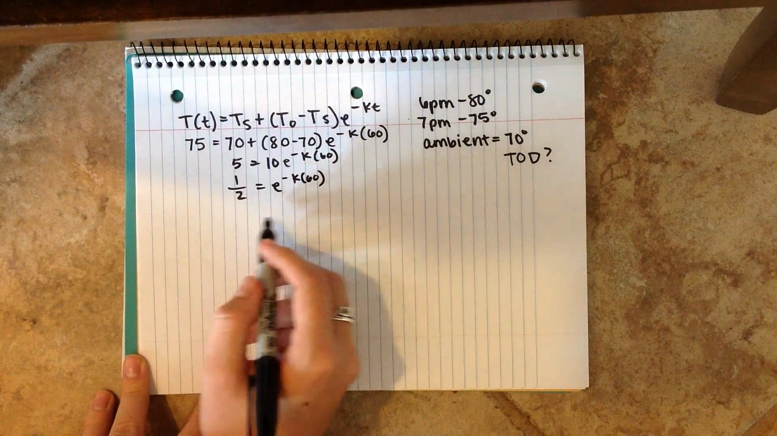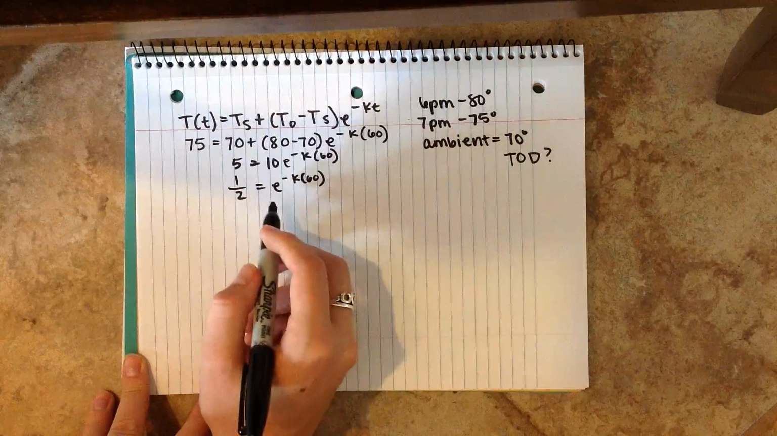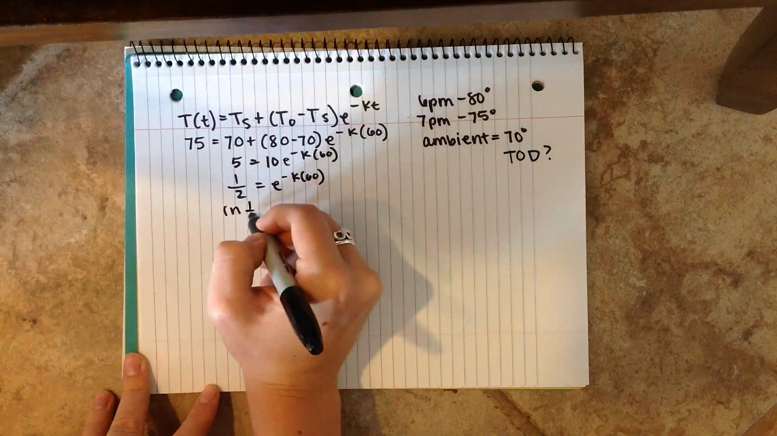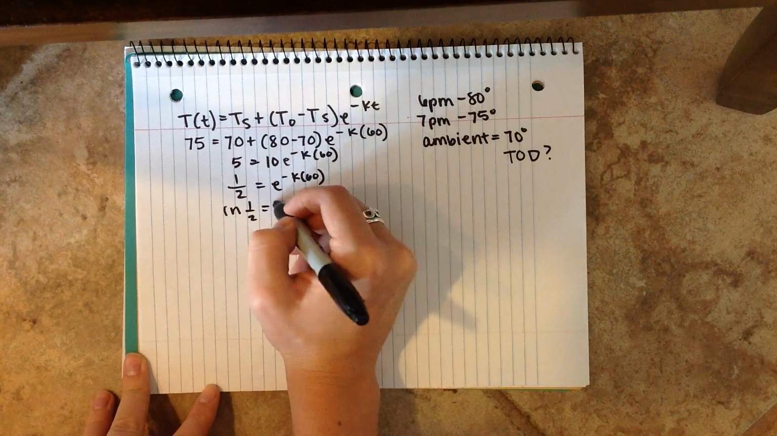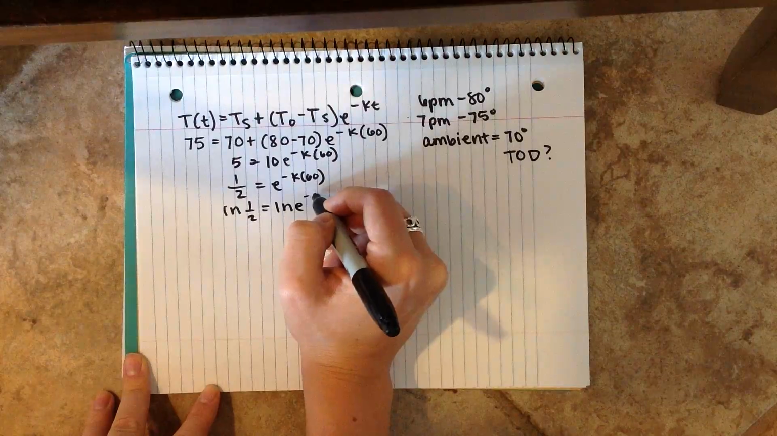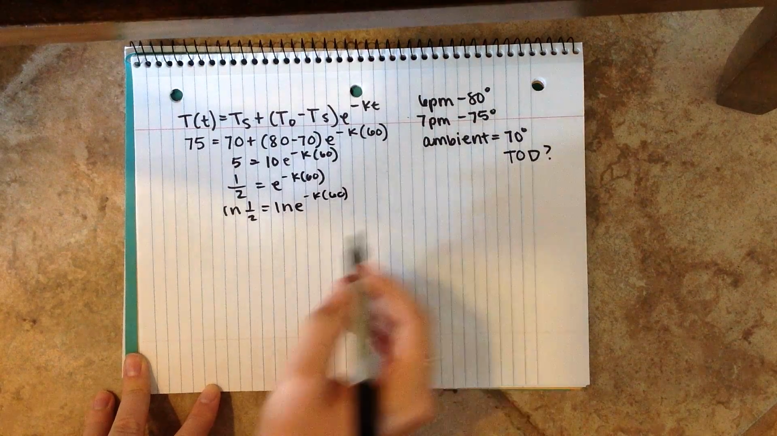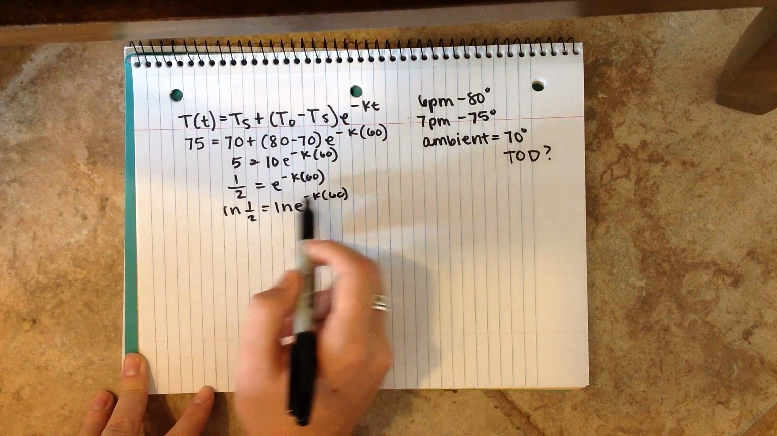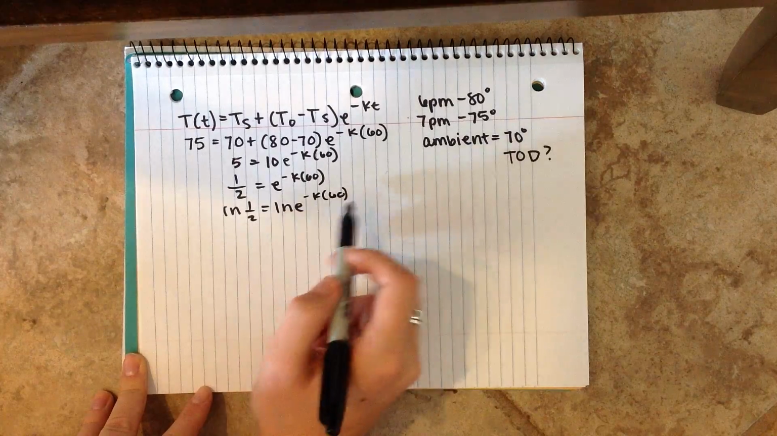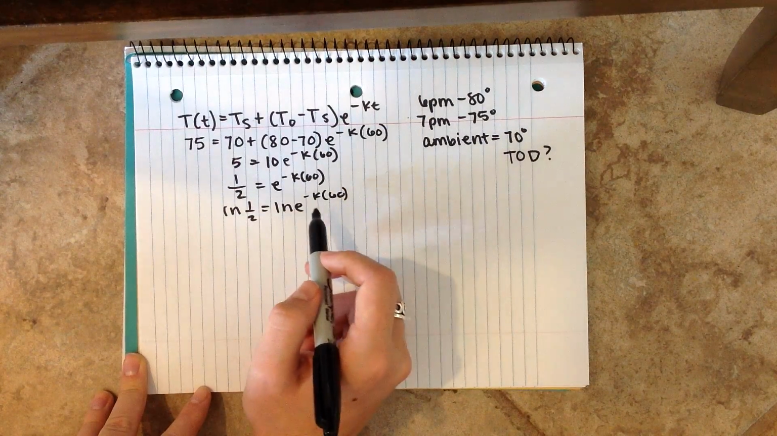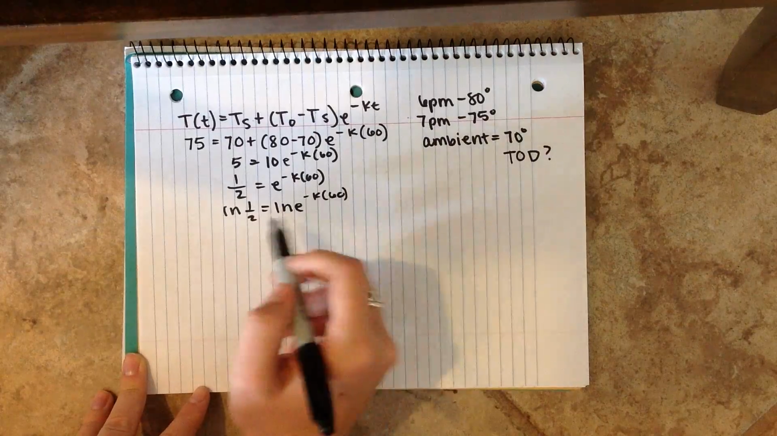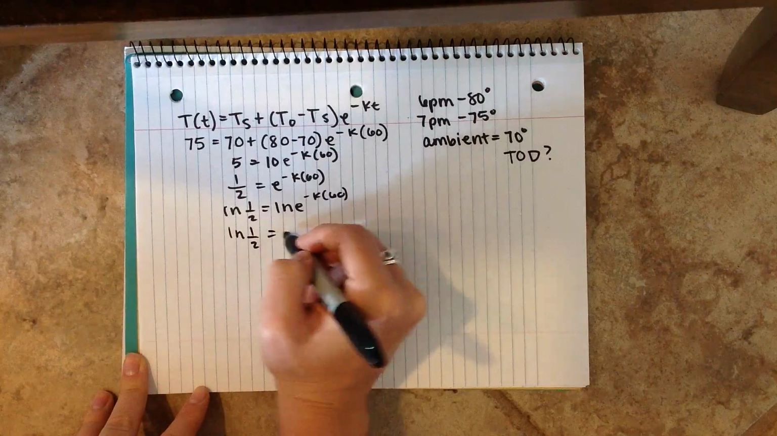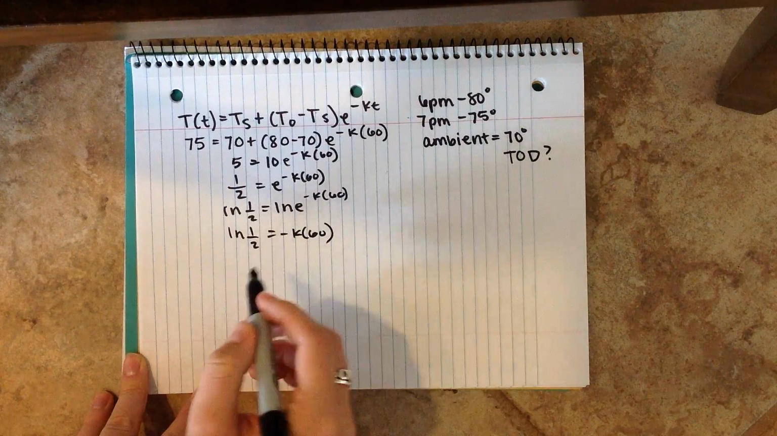Once you do this, you need to isolate k by removing e using the natural log. So we're going to take the natural log of 1/2 equals the natural log of e to the negative k times 60. The natural log of e is just 1, so you move the exponent down to the coefficient, it all cancels out, and you get negative k times 60. So the natural log of 1/2 equals negative k times 60.